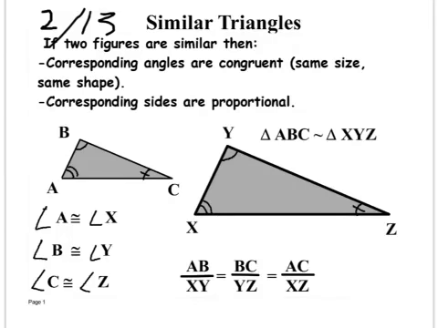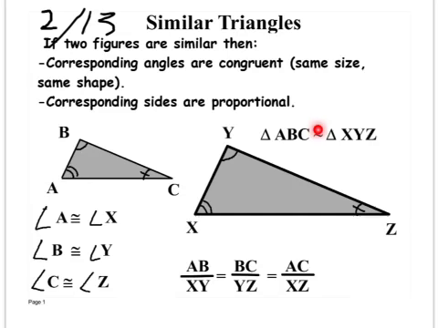Similar triangles. If two figures are similar, then corresponding angles are congruent, meaning same size, same shape, and corresponding sides are proportional. Okay? You can look. Triangle ABC is similar to triangle XYZ. That's what this little sign means. It's the squiggly line, and it means it's proportional.